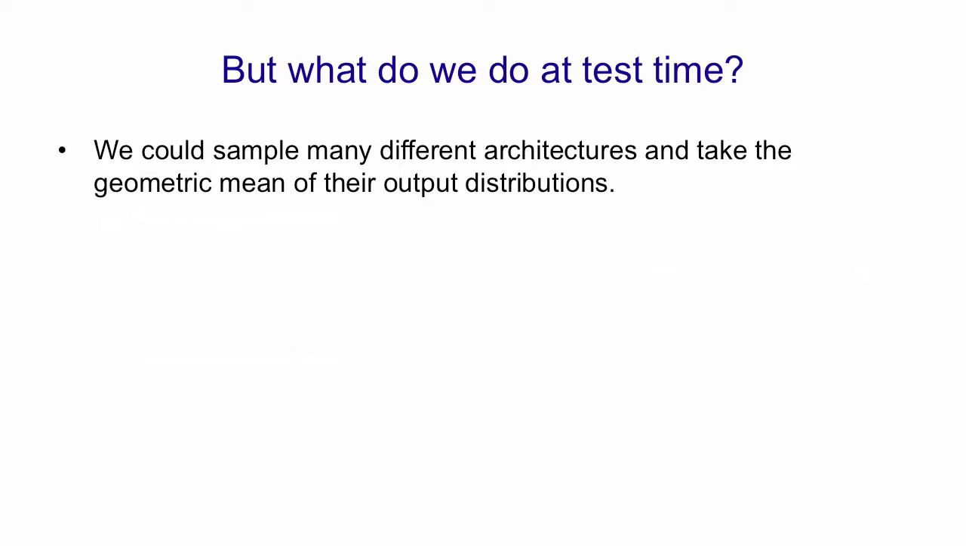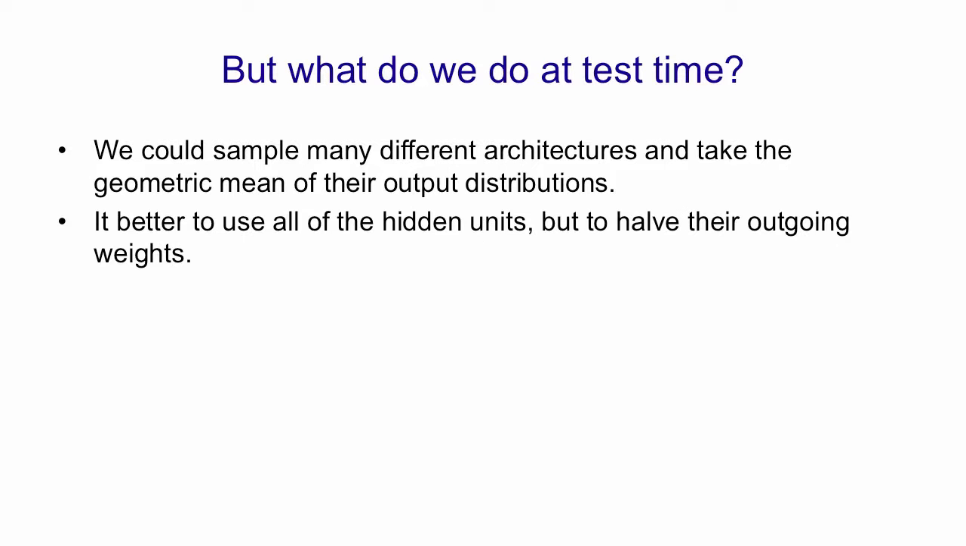So we could sample many of the architectures, maybe 100, and take the geometric mean of their output distributions. But that will be a lot of work. There's something much simpler we can do. We use all of the hidden units, but we halve their outgoing weights. So they have the same expected effect as they did when we were sampling.